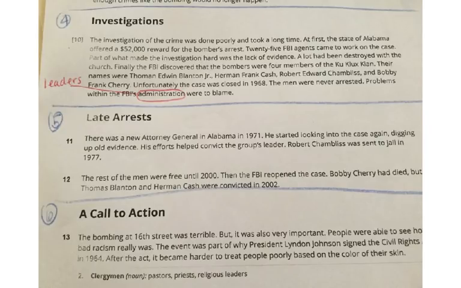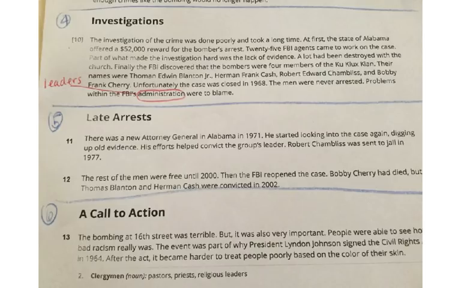There was a new attorney general in Alabama in 1971. He started looking into the case again, digging up old evidence. His efforts helped convict the group's leader. Robert Chambliss was sent to jail in 1977. The rest of the men were free until 2000. Then the FBI reopened the case. Bobby Cherry had died, but Thomas Blanton and Herman Cash were convicted in 2002.